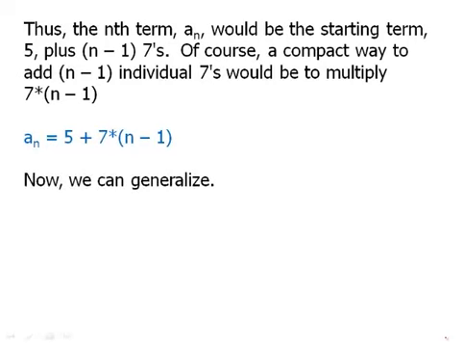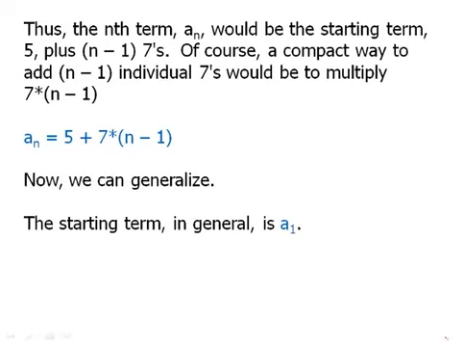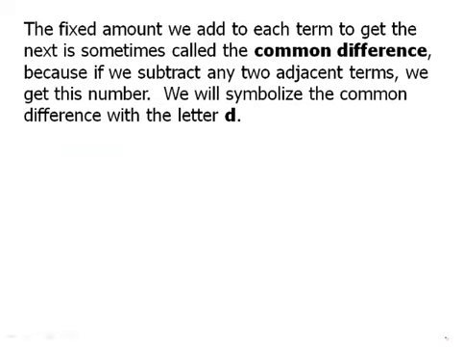Now we can generalize a bit. First of all, the starting term in general is a sub 1. We're familiar with that from the last video. The fixed amount we add each time to get each term is called the common difference, because if we subtract any two adjacent terms, we get this same number. We symbolize the common difference with the letter d.